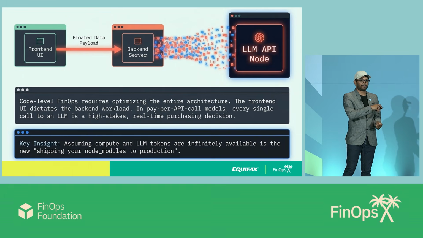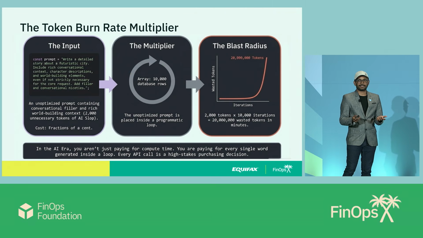In this case, the FinOps way of, not the FinOps way of coding, assuming the LLM tokens are infinitely available is the new way of shipping your node modules to production. That's the new node modules for us. If you don't optimize the prompt, it's going to be simply like node modules.